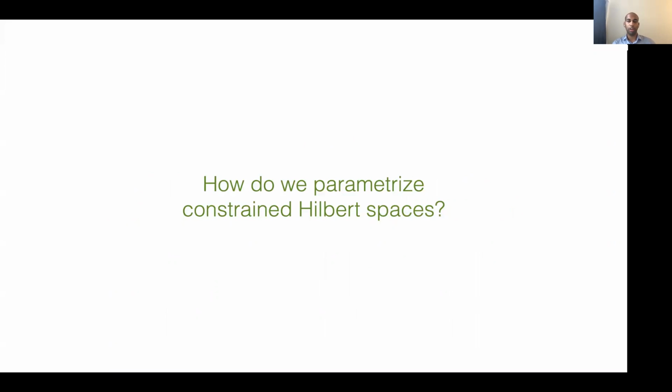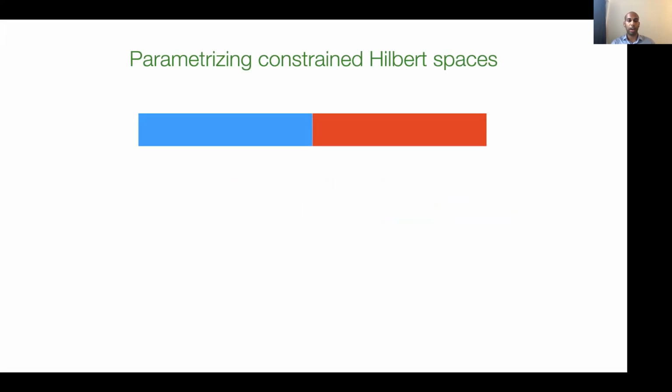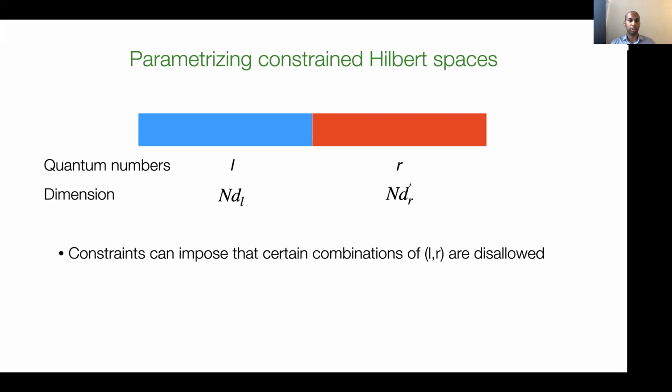To impose structure onto this random matrix, first we need to know how to parameterize a general constrained Hilbert space. How do we go from saying that, for example, there is no up on a given state to converting that into a general parametrization which you can apply to the wave function? Broadly speaking, any constrained Hilbert space can be parameterized by 2 things. If you consider a bipartition, a set of quantum numbers L for the left half of the subsystem and R for the right half, and N is how the system grows, and DL is a relative dimension, then constraints can impose that certain combinations of your quantum numbers are disallowed.